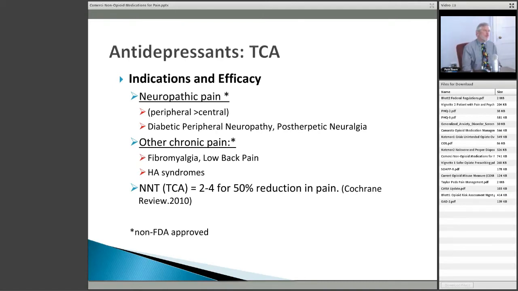Specifically diabetic peripheral neuropathy, postherpetic neuralgia, peripheral neuropathy of unclear etiology. Of course, I use it very frequently in migraine prophylaxis. It can be used a lot in other headache syndromes as well. And when I say tricyclics, I mean amitriptyline, doxepin, nortriptyline, imipramine, desipramine, that whole family. There's a bunch of others, but those are the ones generally that I use. Number needed to treat, 2 to 4 patients for a 50% reduction in pain. That's a Cochrane review.